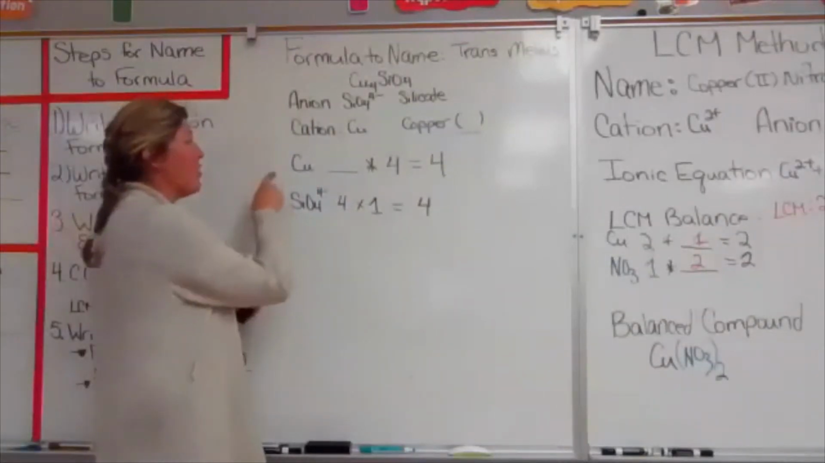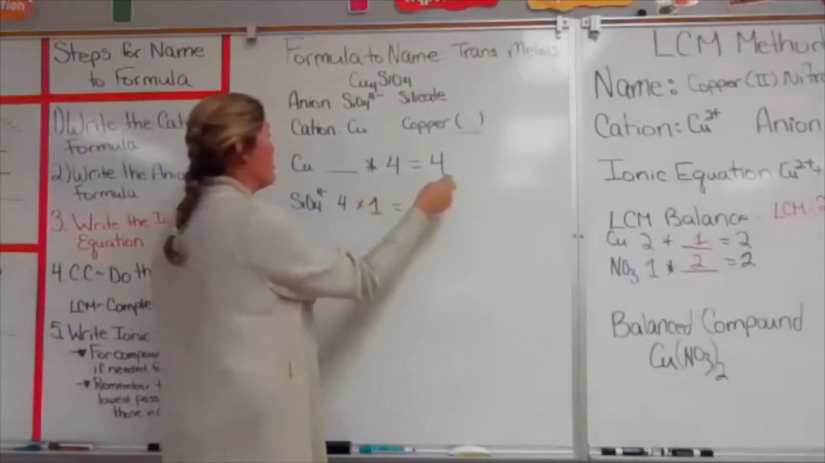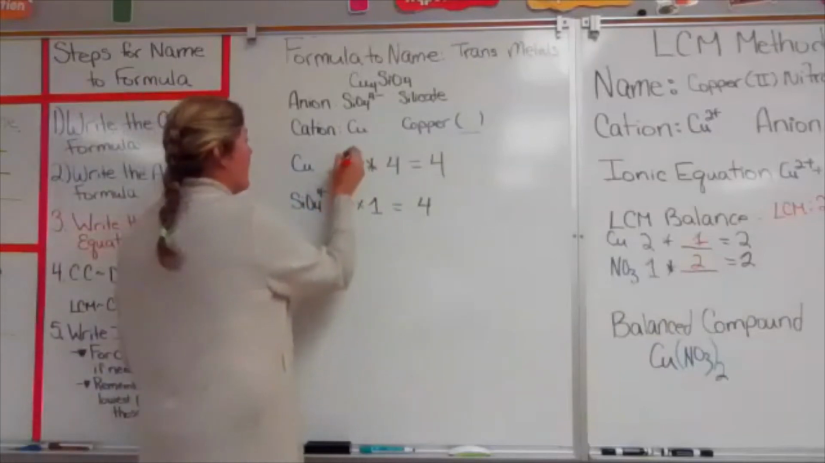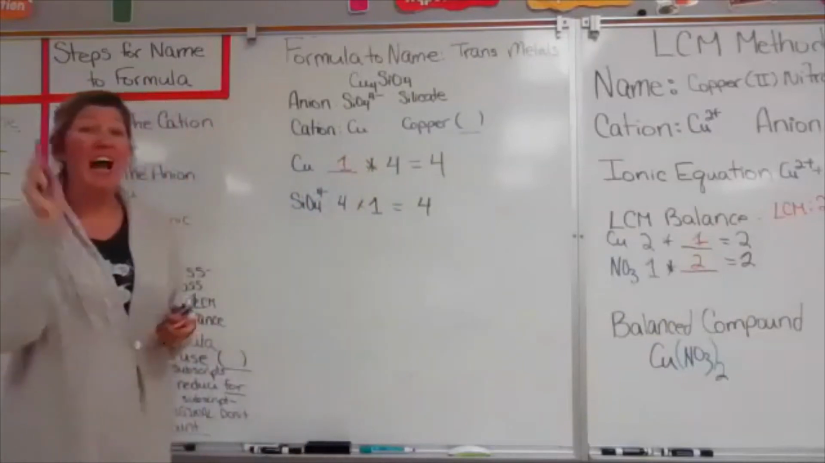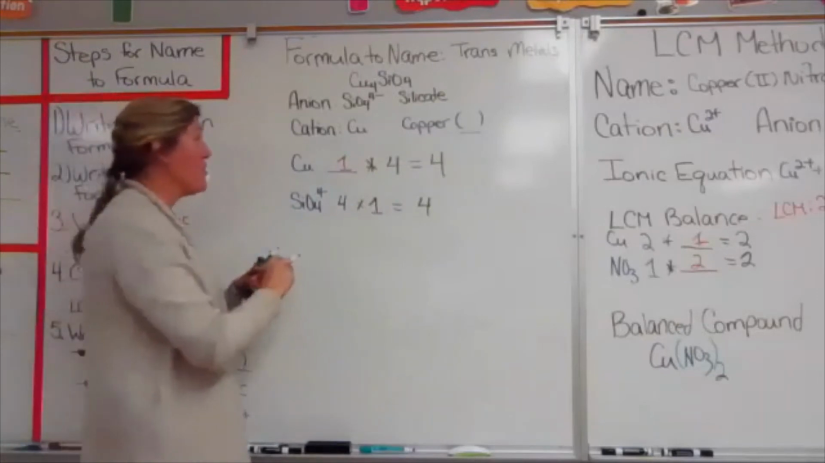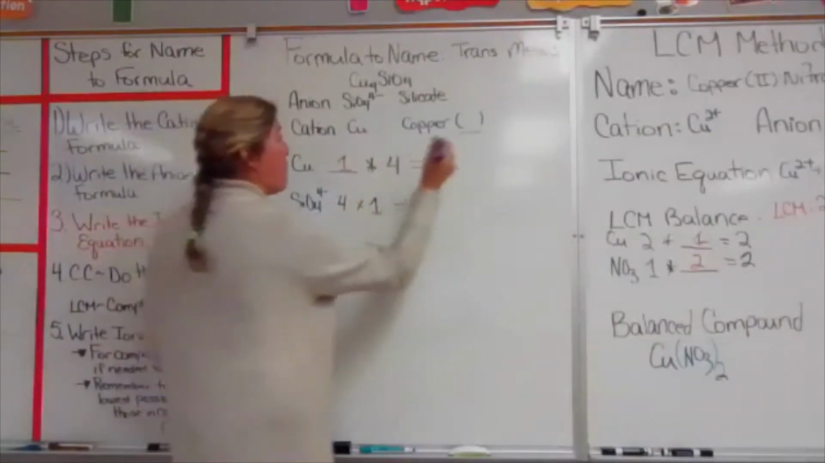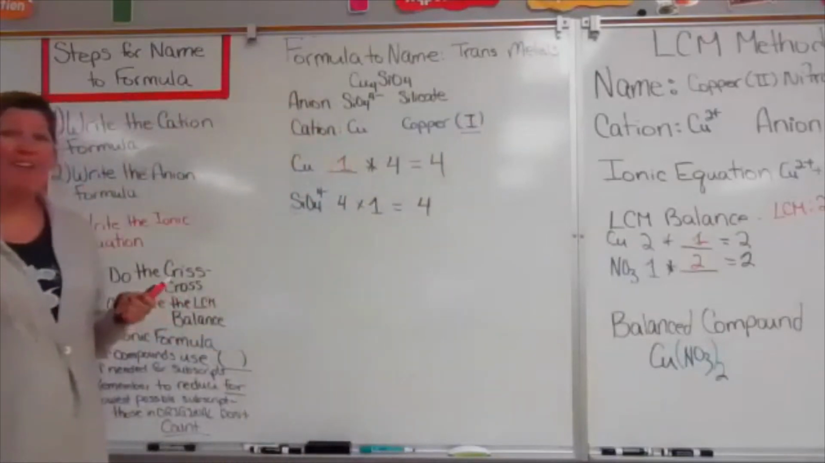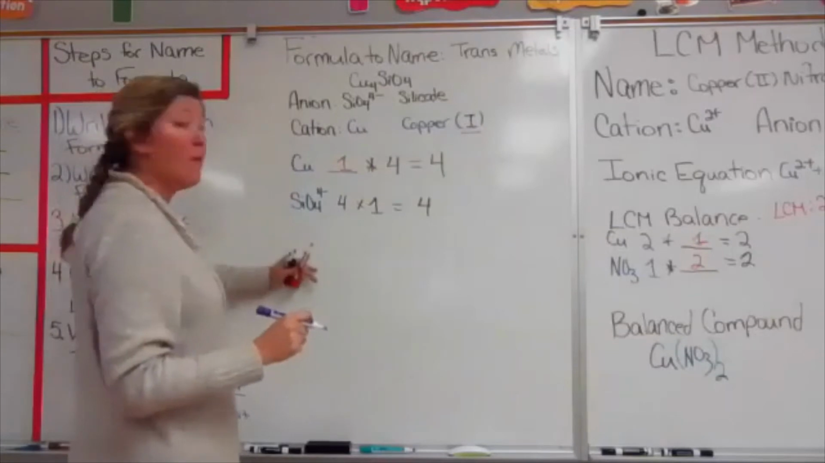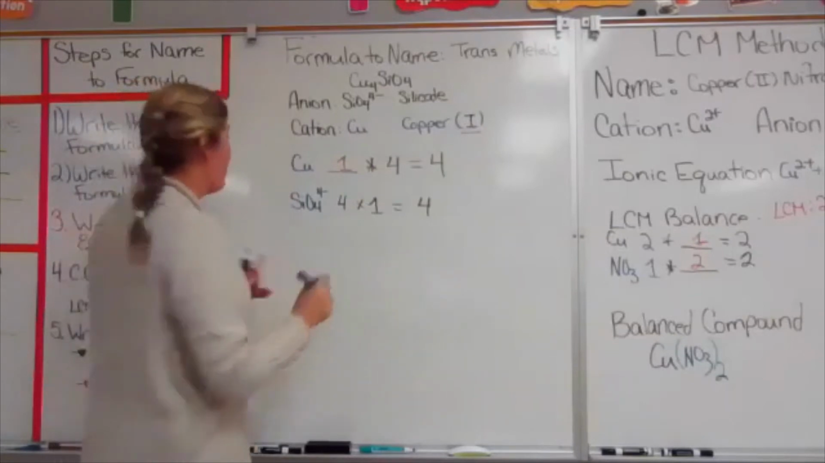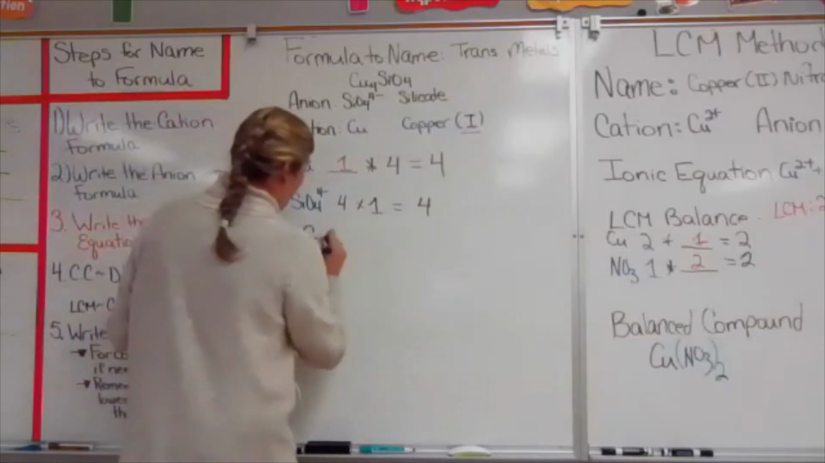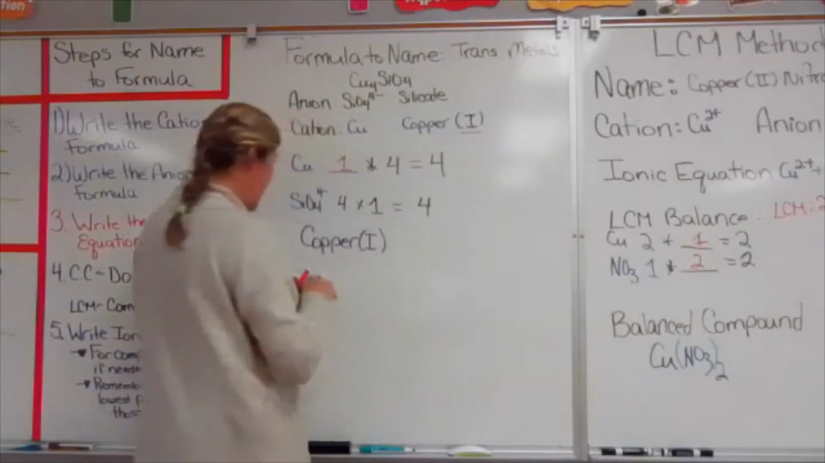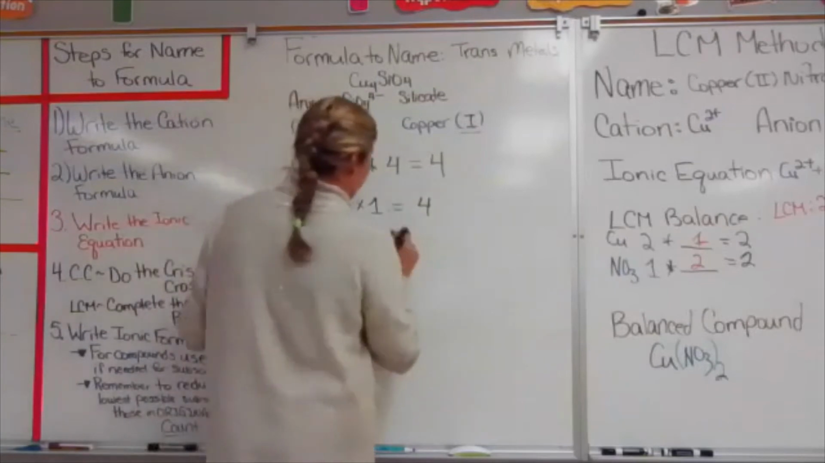Then you complete this equation. What times 4 equals 4 to get the charge for copper? The answer to that is 1. So the charge of copper has to be 1. So now we know that this is going to be copper 1, and you fill that in with 1 Roman numeral I because I is a charge of 1. And now we can write the name of our copper compound as copper(I) silicate.